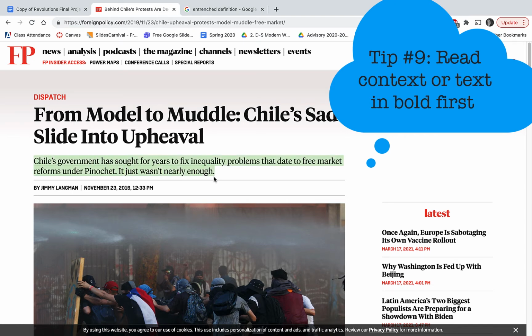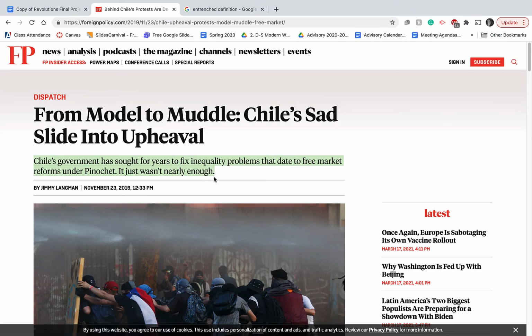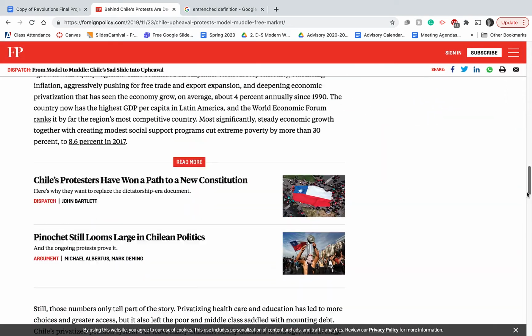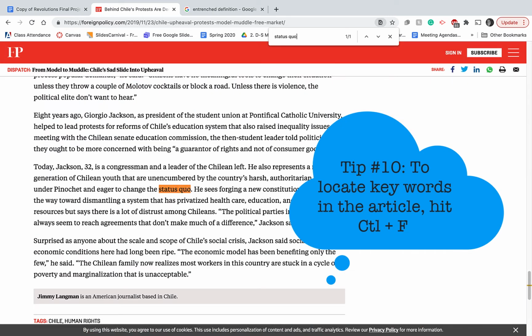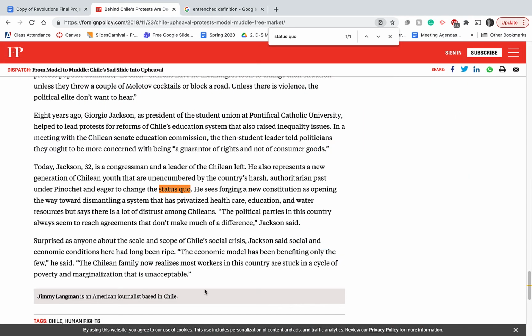Chile's government has sought for years to fix inequality problems that date to free market reforms under Pinochet. It just wasn't nearly enough. I need to look up who Pinochet is, but I do understand fix inequality problems. So I know that this article is going to be about inequality in Chile that is still happening. But the article is really long and I don't really want to read the whole thing. So I'm going to do a little trick. I'm going to do Control F and I'm going to look up status quo. I already know it's in there because I saw it in my Google search. So let's just read that paragraph.